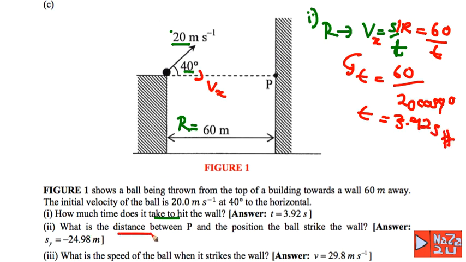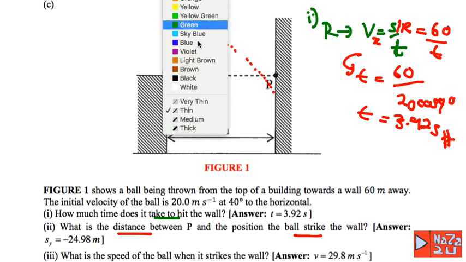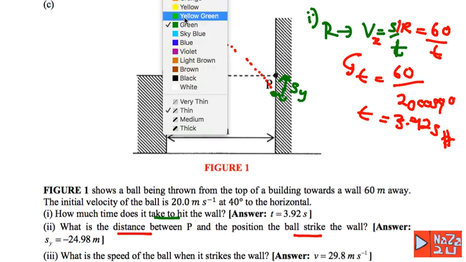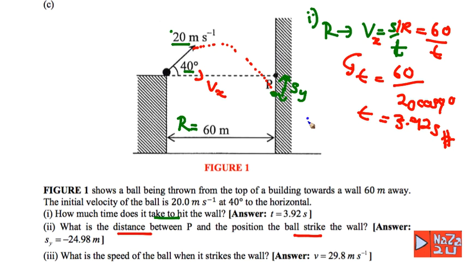And number 2, what is the distance between P and the position where the ball strikes the wall? Meaning the ball moves upward and then starts moving downward. So maybe this is the point where the ball strikes the wall. What is the distance here, or s? The distance here is the height, so you can use sy, the vertical axis, or y.